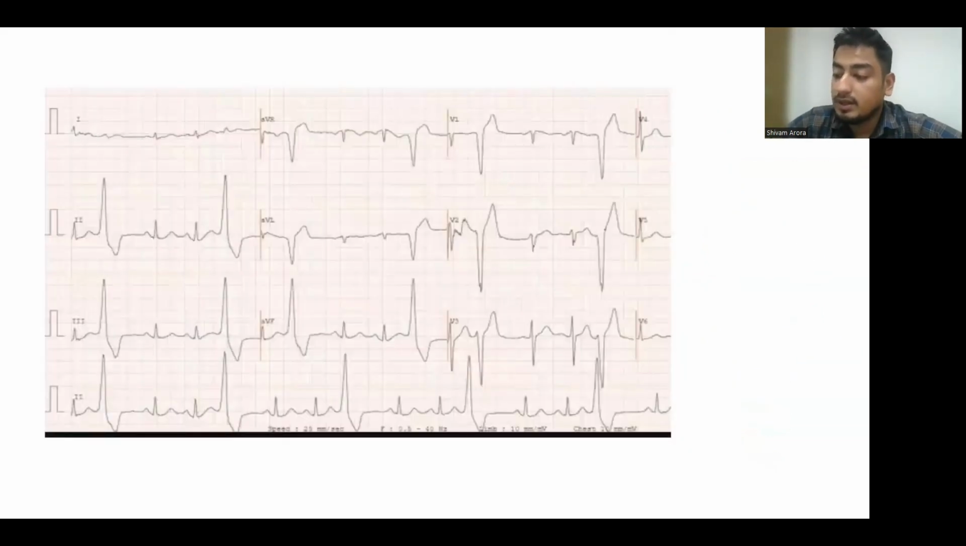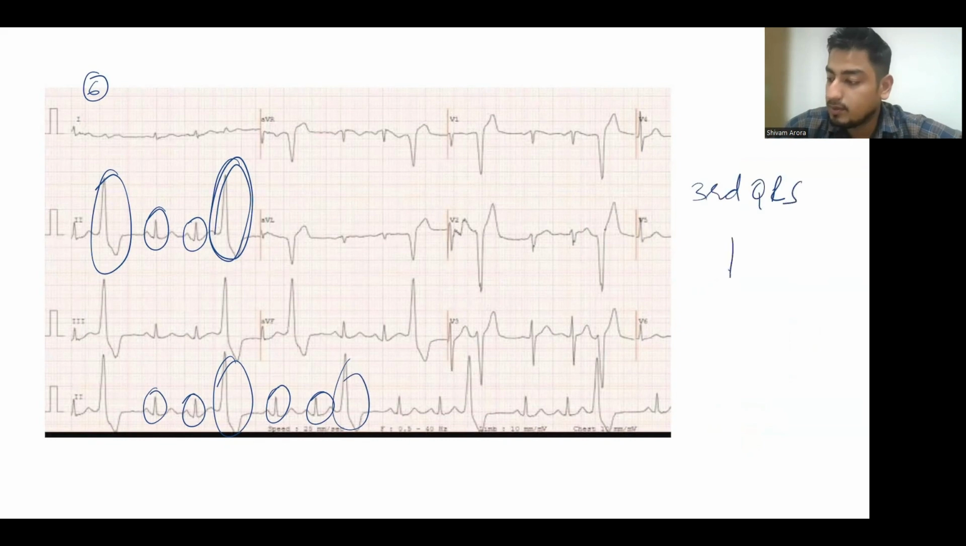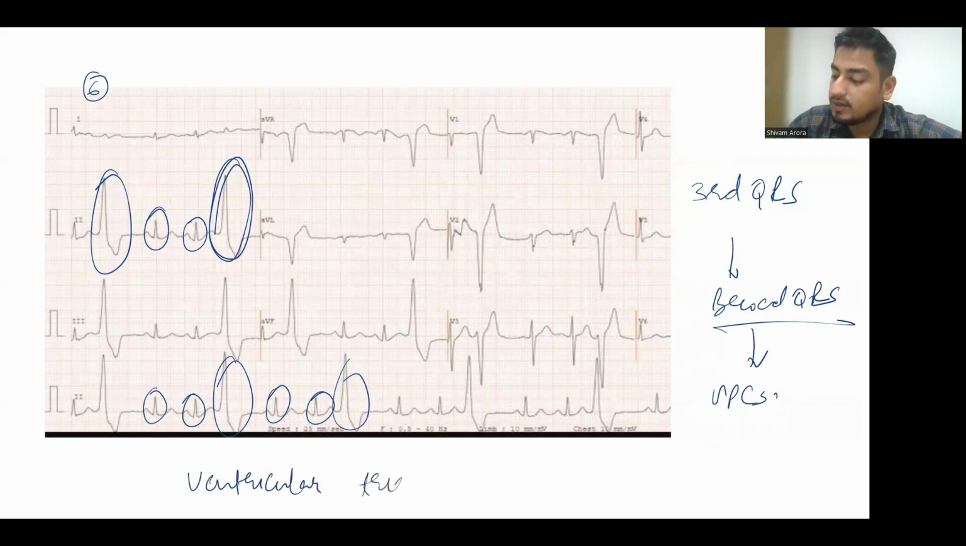Again, this ECG is showing occasional broad QRS. This is a normal QRS, and a broad QRS. And we can see that there is a pattern: normal QRS, broad QRS, normal, broad. So every third QRS is a broad QRS. And the cause of this broad QRS is VPCs. So this is ventricular trigeminy. Clear?